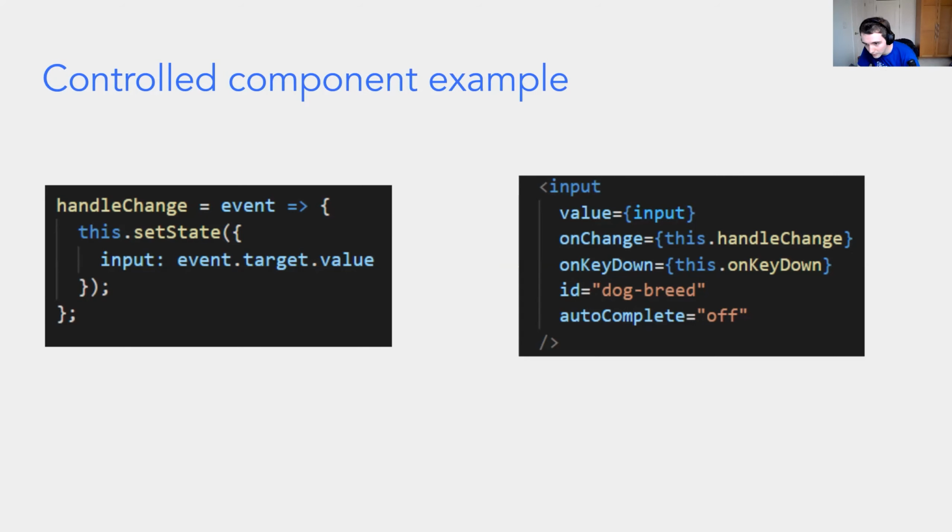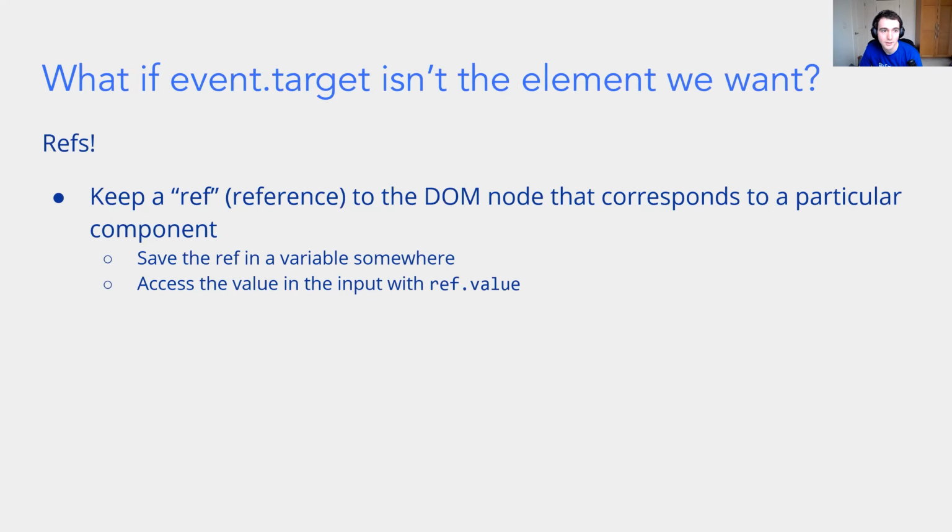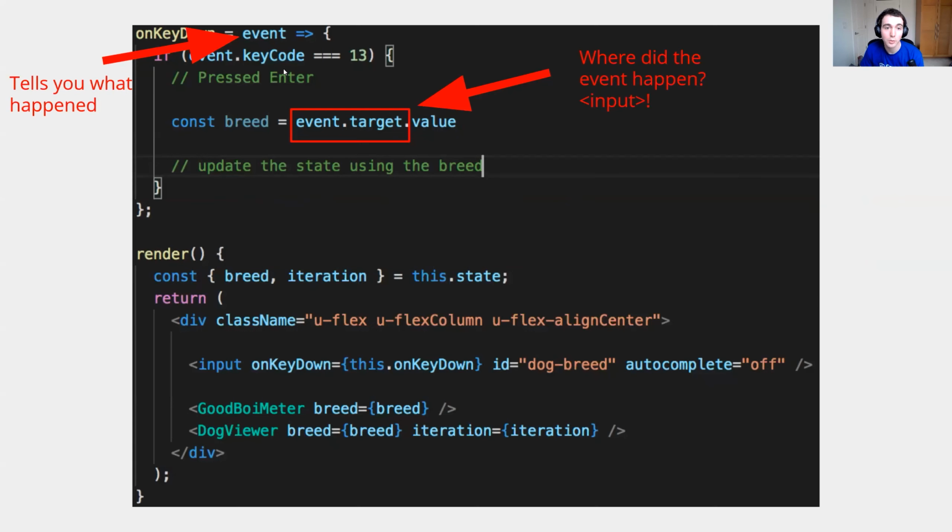Vic asks if we can get other info about the target. So in this scenario, when you have event.target, yeah, event.target literally just is a reference to the input element and whatever other information you need from that input element you can grab.